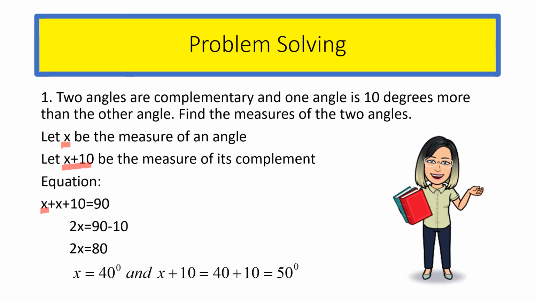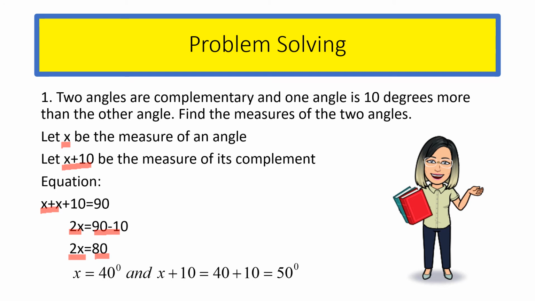We need to add 1x plus 1x. 1x plus 1x equals 2x. 2x equals 90 minus 10. 90 minus 10 equals 80. 2x equals 80. Dividing both sides of the equation by 2, the answer is 40 degrees.